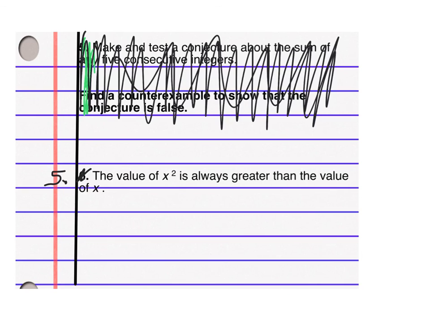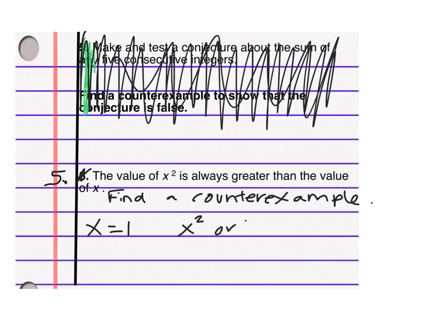We want to find a counterexample. So I usually just start with number 1. So let's say x is 1. X squared, or 1 squared, equals 1. So right there, I already have a counterexample. Because if x is 1, 1 squared is 1, and 1 equals 1. 1 is not greater than 1. So that's already a counterexample.